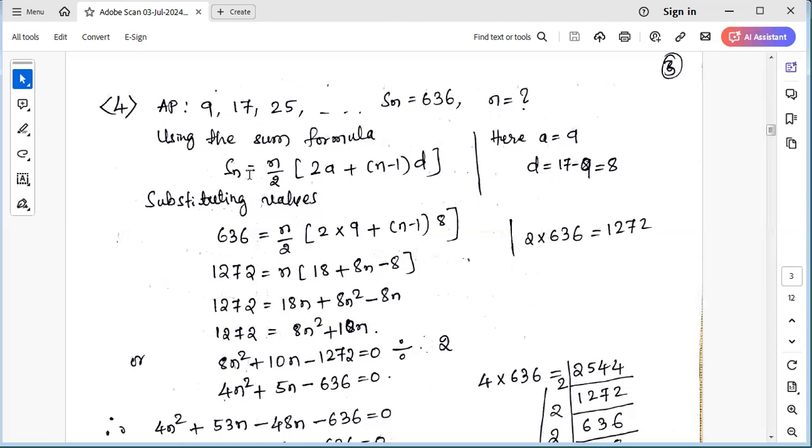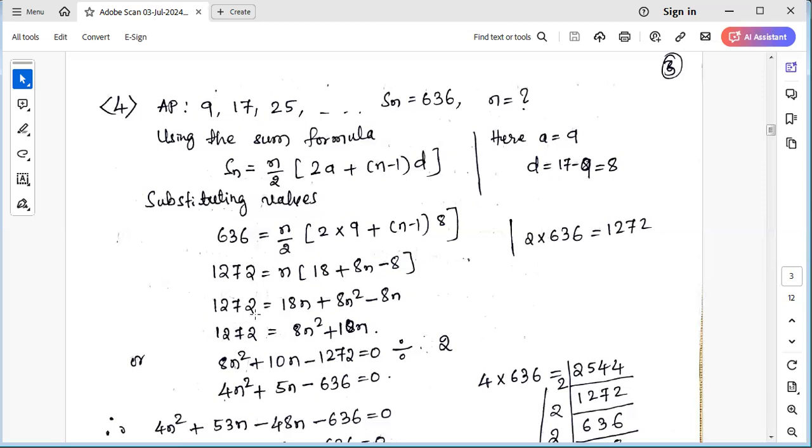Then using the sum formula, Sn is equal to n by 2 into (2a plus (n minus 1) into d), now substitute the values. Sn is 636, and n we have to determine, into the bracket 2 into a, which is 9, plus (n minus 1) into d, which is 8. So if the 2 comes to the LHS, it is multiplied to 636. This gives 1272 is equal to n into (2 into 9 is 18 plus you multiply this 8 to this (n minus 1) bracket, so it becomes 8n minus 8).